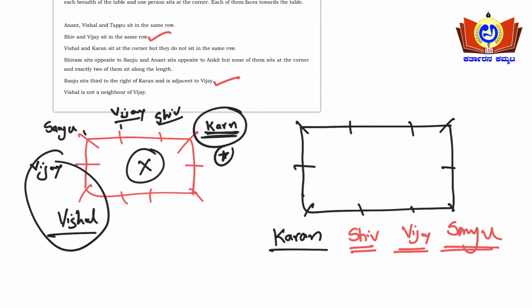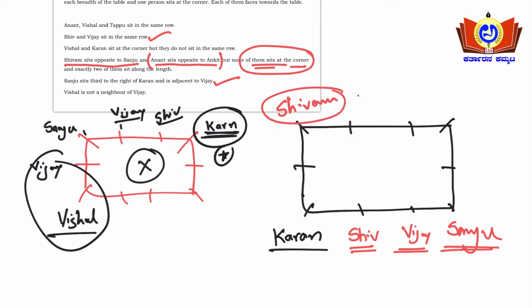Then Shivam sits opposite to Sanju is given here. Sanju is here, so Shivam will be here. Shivam sits opposite to Sanju and Anand sits opposite to Ankit, but none of them sits at the corner. None of them sits at the corner means Shivam should not be at the corner. So this condition is wrong here.